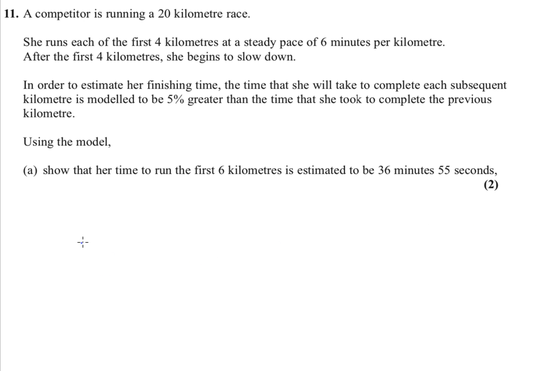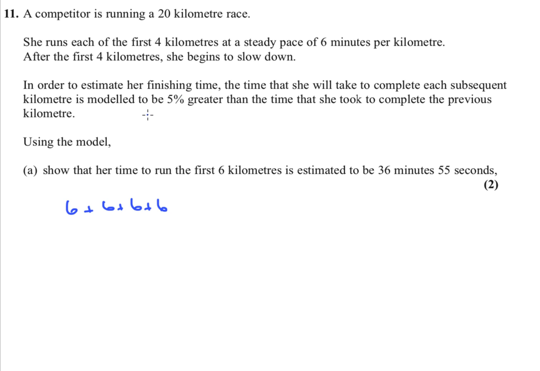Question number 11 is the sequences and series question, which says we've got a competitor running a 20k race. She runs the first 4 kilometres at a steady pace of 6 minutes per kilometre. So she does 4 lots of 6 for the first 4k. Then she begins to slow down.